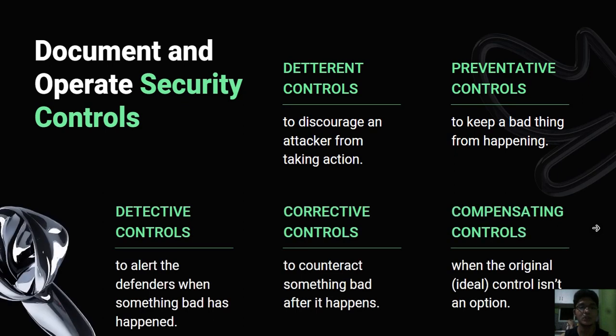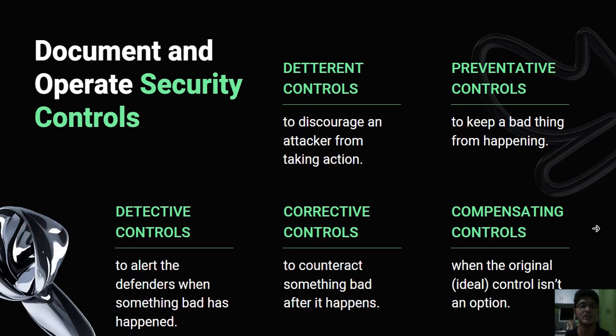First, deterrent controls, to discourage an attacker from taking action. A login warning banner on a workstation or server is an example of an electronic deterrent. Lights and cameras on each of the building's entrances are examples of physical deterrents.